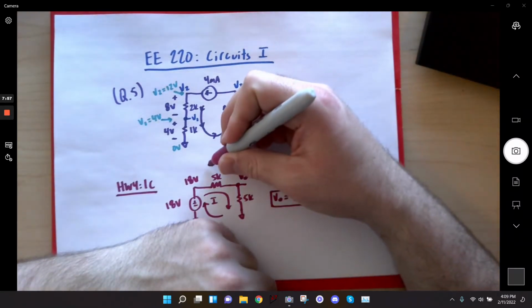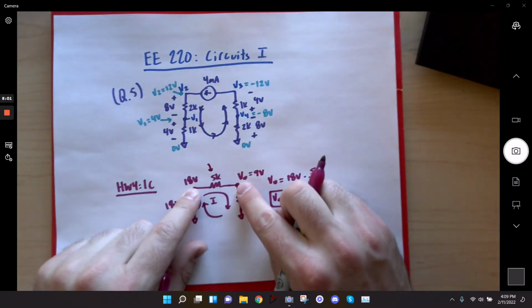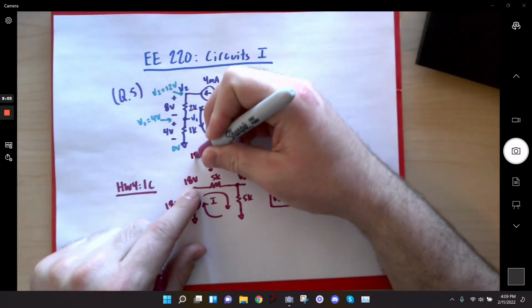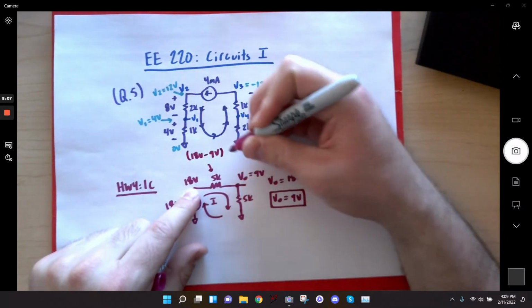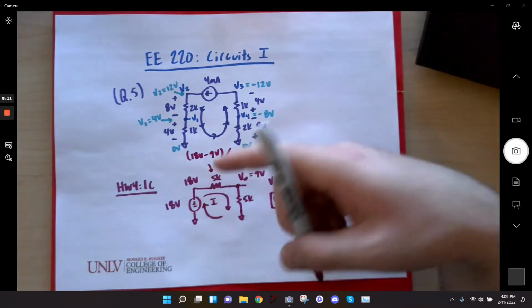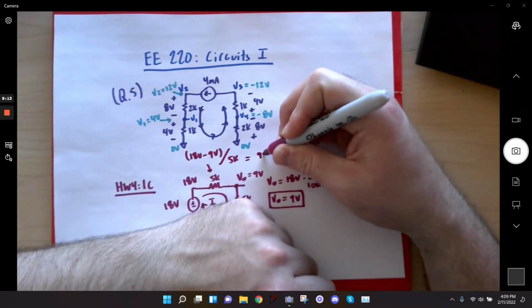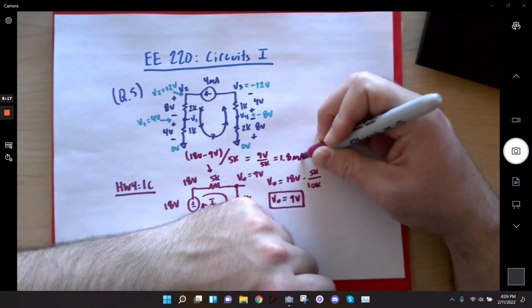So if I did this, the current through here, I would say, okay, I have 18 volts minus 9 volts, right? The difference across the resistor. And then I would divide that by 5K. And then, of course, 18 minus 9 is just 9, so that's equal to 9 volts over 5K, which would give me 1.8 milliamps, right?